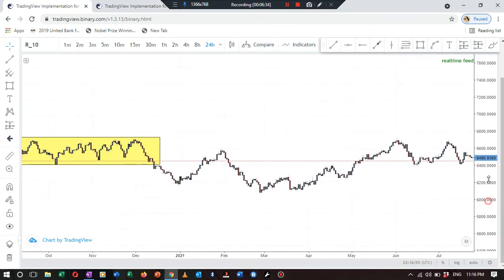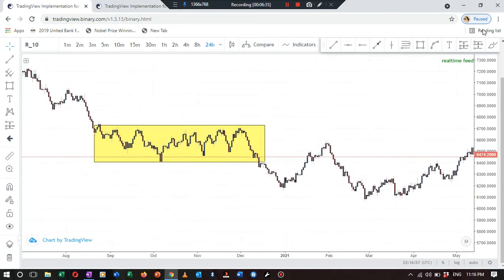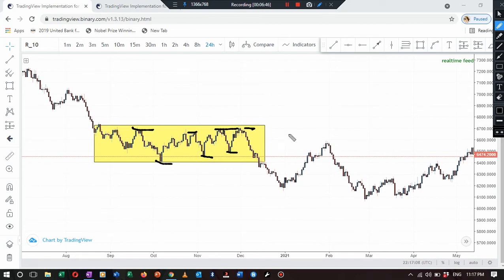So a professional trader looks for ways. How will he trade this market? It is very simple. He will pick the tops, sell from the tops, and buy from the bottoms. That is how people trade range.